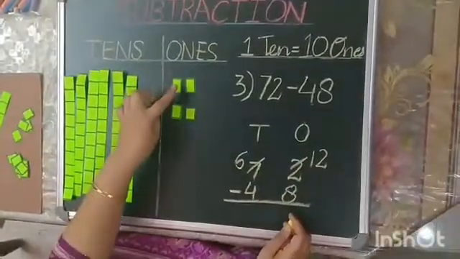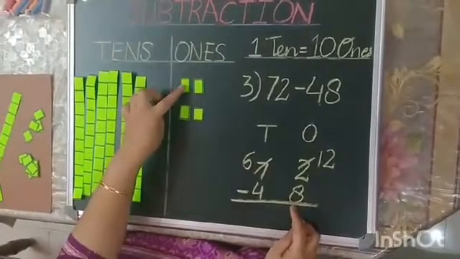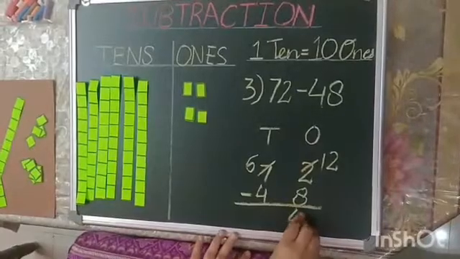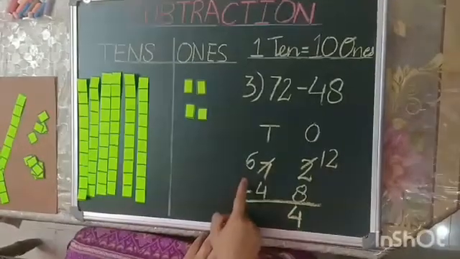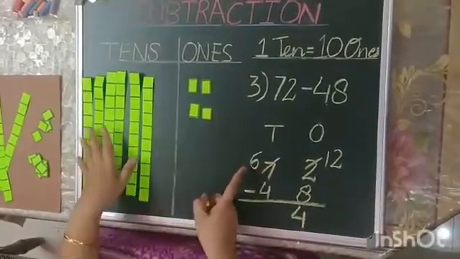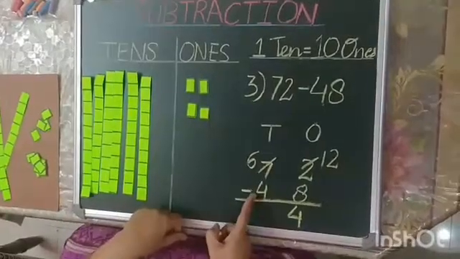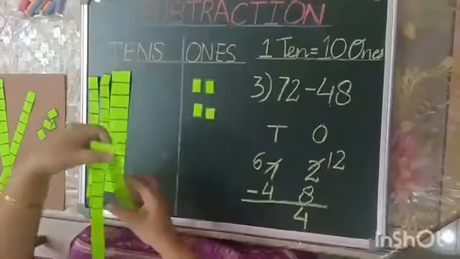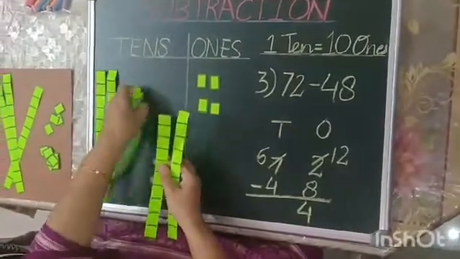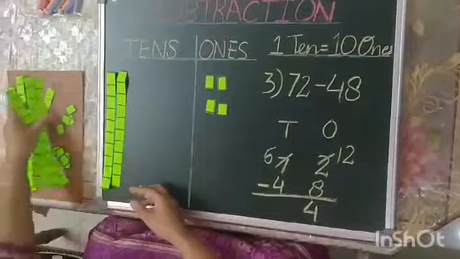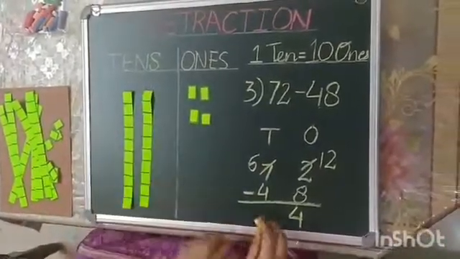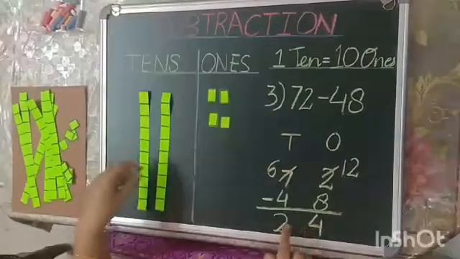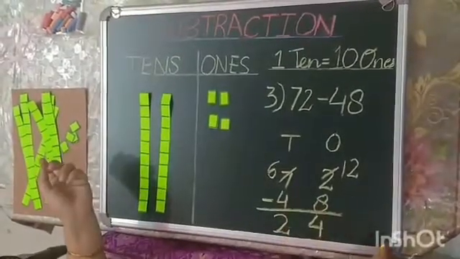Now when I removed 8, how many are left? 1, 2, 3 and 4. So I will write 4 here. Now, children, in the tens column, I had 6. I have to remove 4. So, how many are left? After removing 4, how many are left? 2 tens are left. So, I will write 2. That is the difference between 72 and 48.